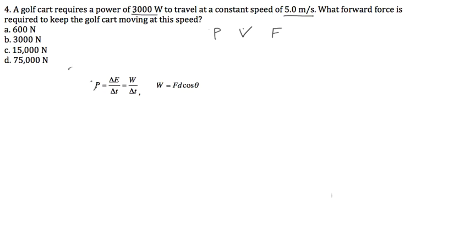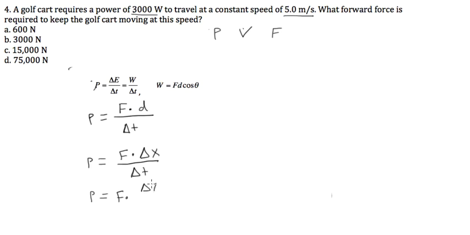So let's rewrite power equals force times distance over time. Now let's just write distance as delta x, and then if we just rewrite that, delta x over delta t. What does that sound like? Well, of course, that just sounds like velocity. So we can see power equals force times velocity.